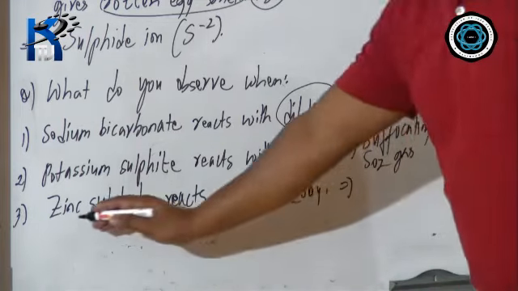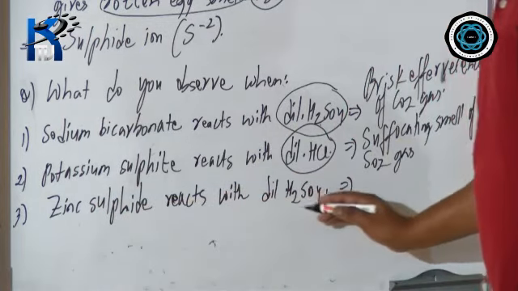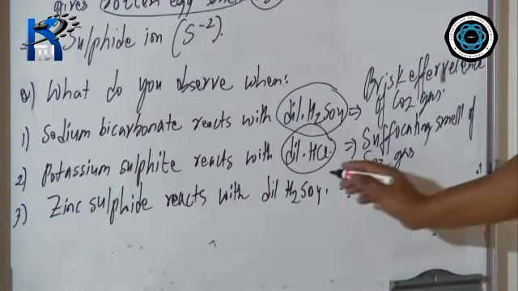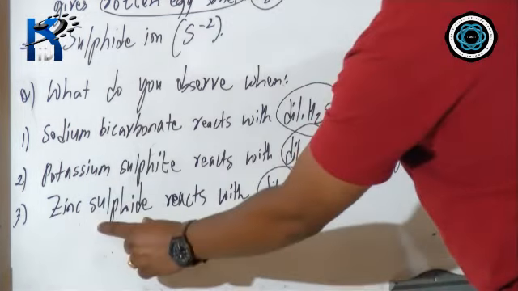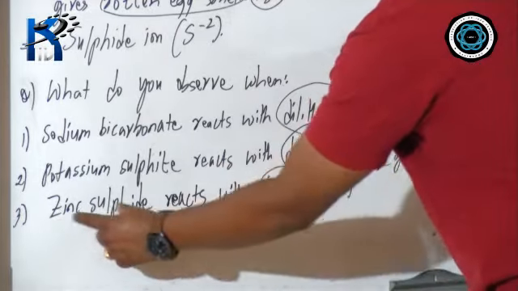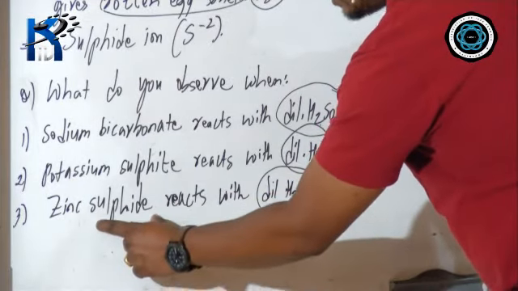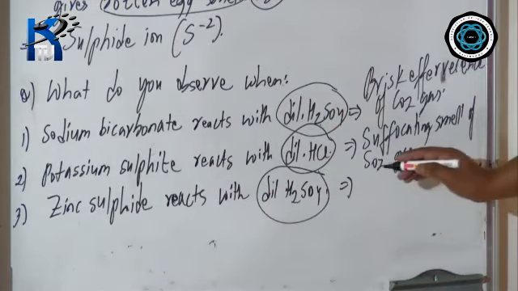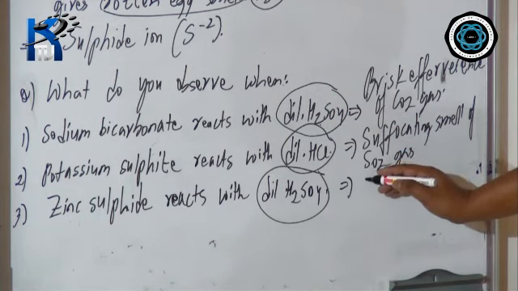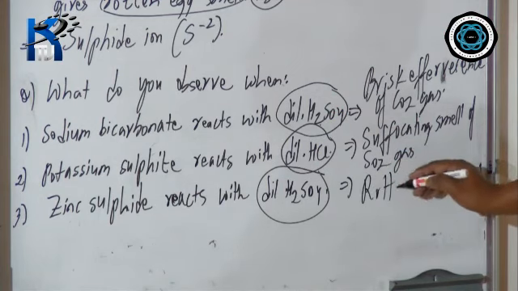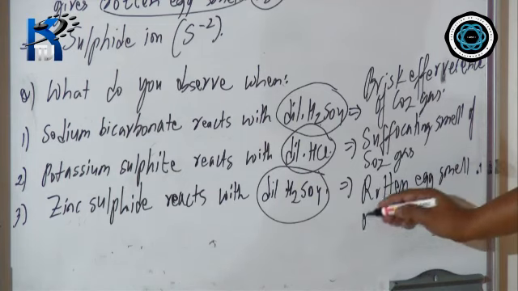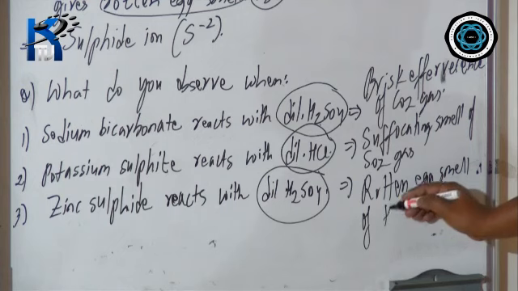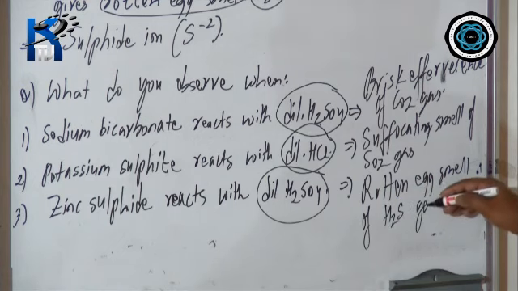Third question, zinc sulfide reacts with dilute sulfuric acid. Again, this is your acid. Now this acid is reacting with metal sulfide. Sulfide always gives you hydrogen sulfide gas, which has a rotten egg smell. So the answer will be rotten egg smell of hydrogen sulfide gas is evolved.